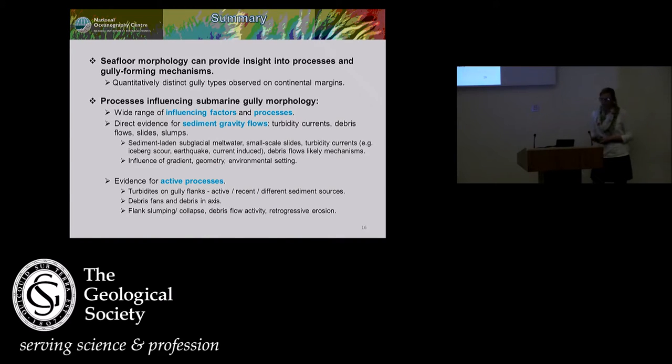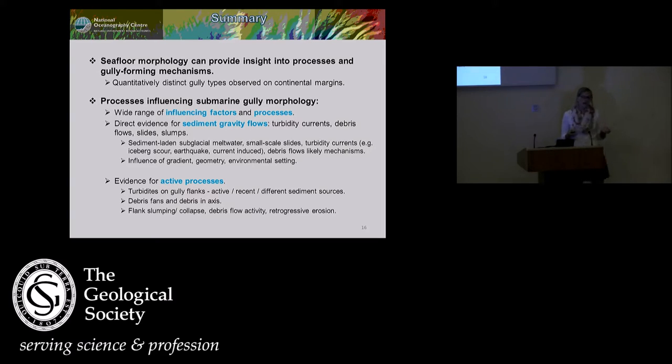So just to summarise, we find that seafloor morphology can provide quite a good insight into processes operating in the marine environment and those influencing gully morphology. And from our quantitative analysis of the different gully parameters, we find distinct gully types from continental margin environments. And we find that gully morphology can be influenced by a wide range of different processes, and that different environmental settings, for example, can have an influence on the processes, such as gradient and geometry of the slope.